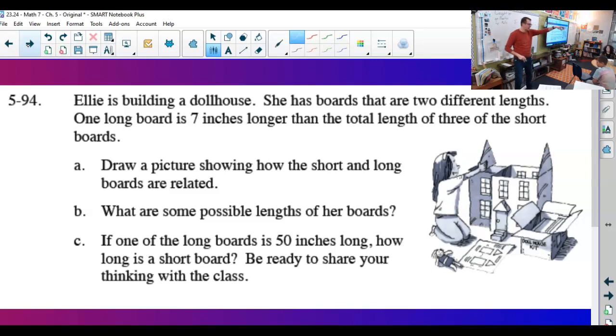Ellie's building a dollhouse. Check this out on your paper. Highlight whatever you need, underline whatever you need. See if you can mathematically write out something that they tell us. Let's write it out with letters, numbers, equal signs, pluses, minuses. This one's tougher, but do not avoid it. Do something. Underline. Highlight. Assign a variable. Assign a couple variables.